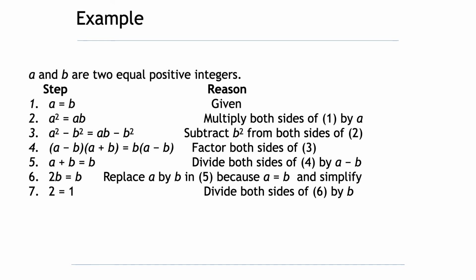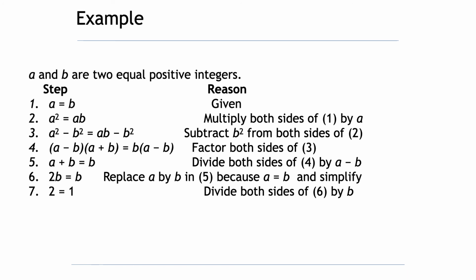So the first step, A equals B, is given, the premise. Now if we multiply both sides by A, we get A squared equal to AB. If we subtract B squared from both sides, then we get step 3, A squared minus B squared equal to AB minus B squared. If we factor both sides, then we get A minus B times A plus B equal to B times A minus B.